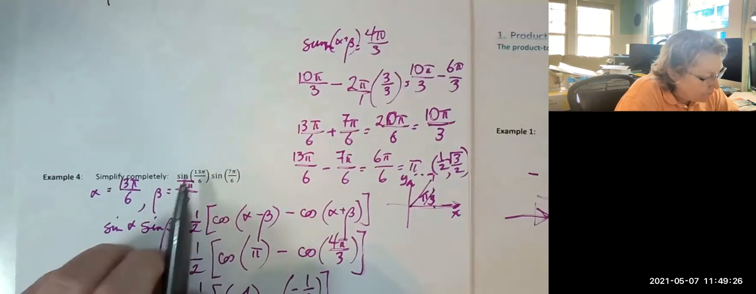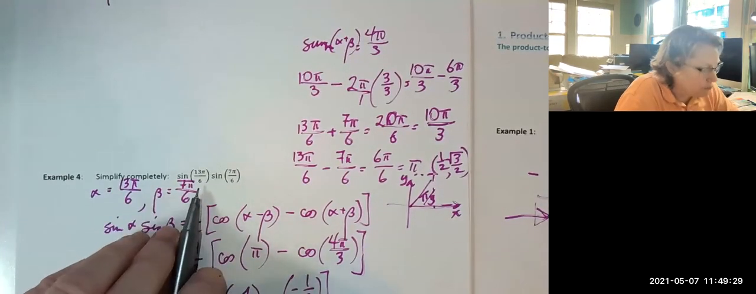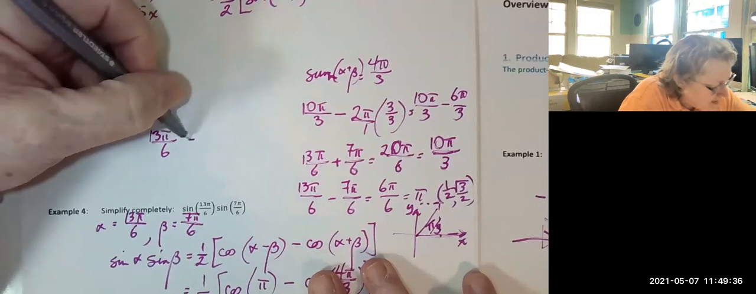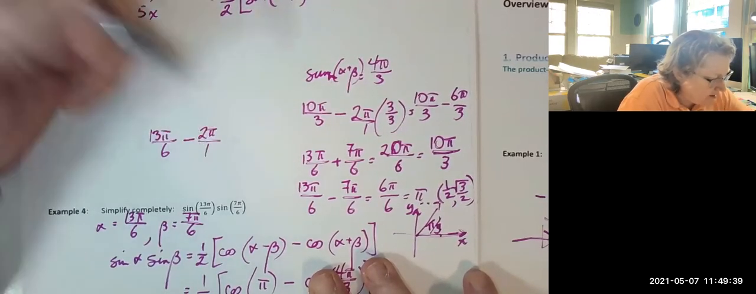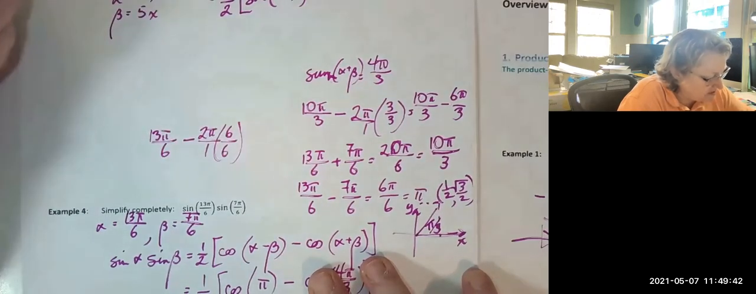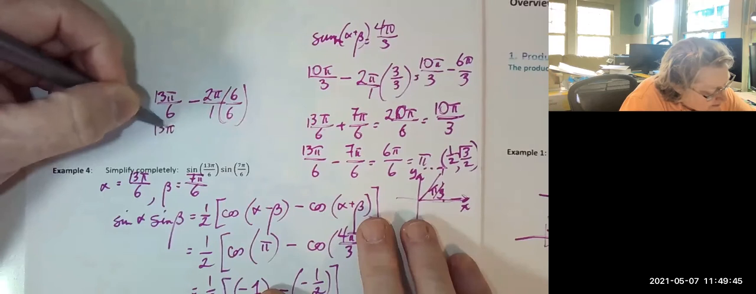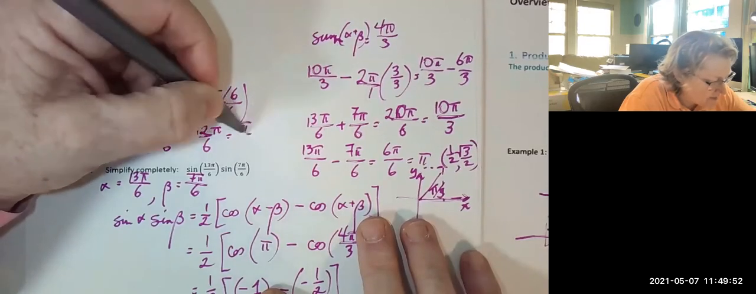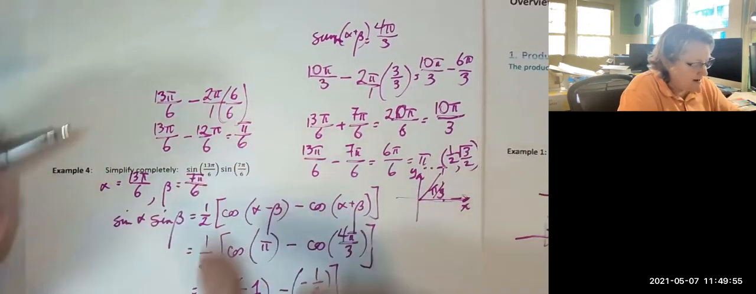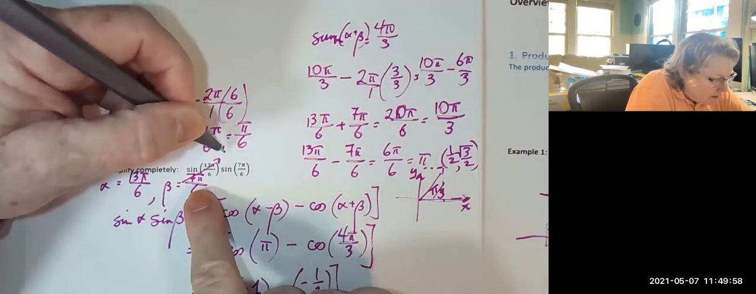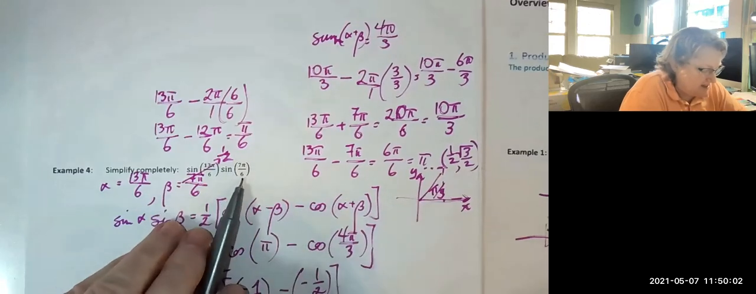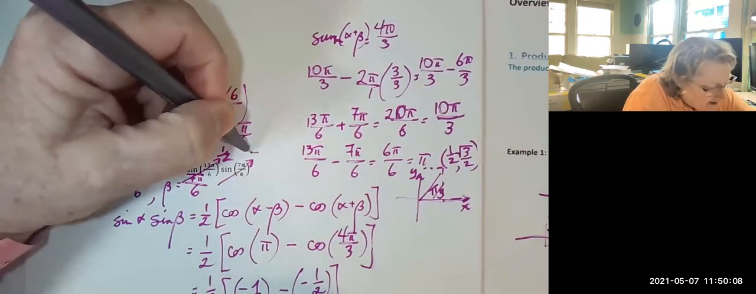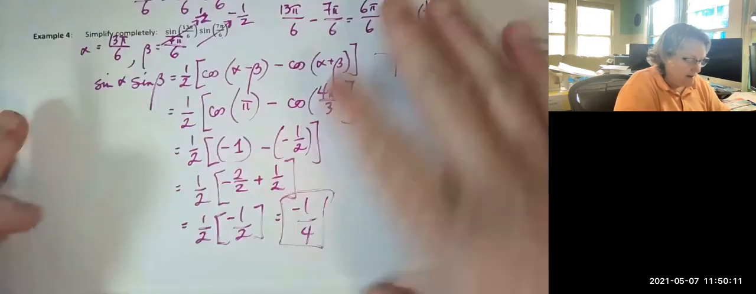The sine of 13 pi over 6, well, 13 pi over 6 is greater than 2 pi, because we've got 13 pi over 6 minus 2 pi over 1. If we want to get a common denominator, we would multiply by 6 over 6. That gives us 13 pi over 6 minus 12 pi over 6, which is just pi over 6. The sine of pi over 6 is 1/2. 7 pi over 6 is in quadrant 3. So its sine is -1/2. And if you multiply them, you see that you do get -1/4.